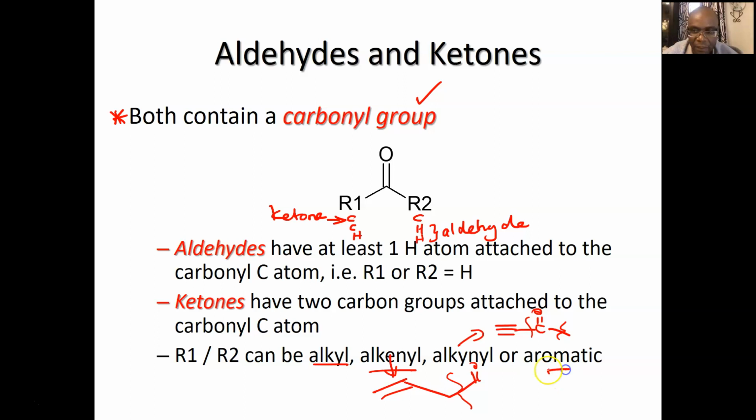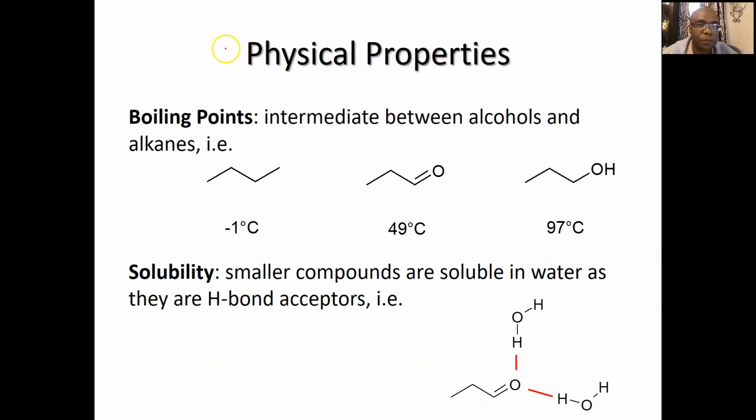Or aromatic, if it's, let's say, for example, a benzene ring attached to the carbonyl, that's aromatic. So R1 and R2 could be anything, could be carbon containing groups, alkyl, alkenyl, alkynyl, or aromatic groups, or both of them could be hydrogens, or one could be a hydrogen, the other one could be a carbon containing chain. So what are the physical properties of aldehydes and ketones?